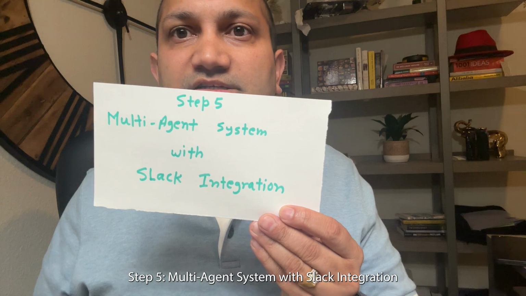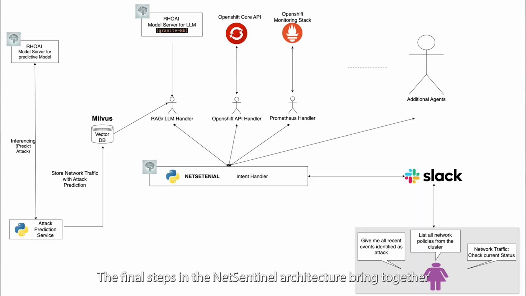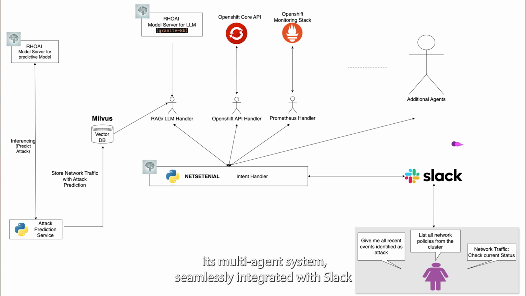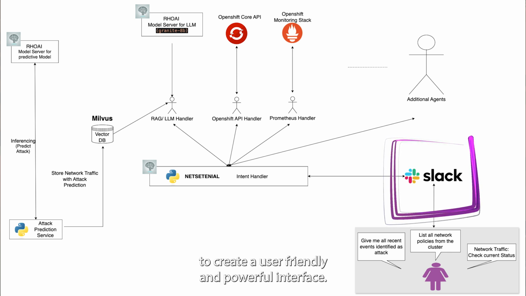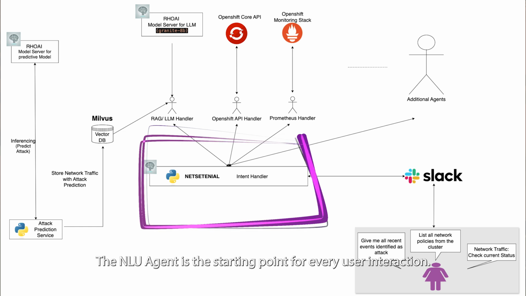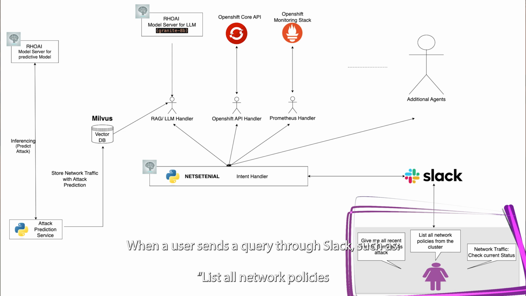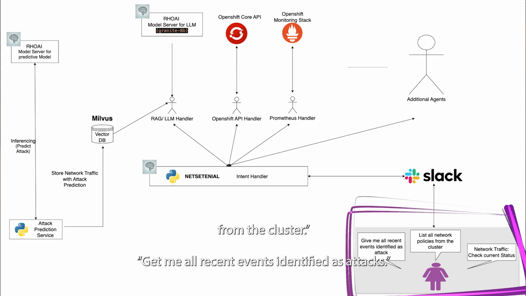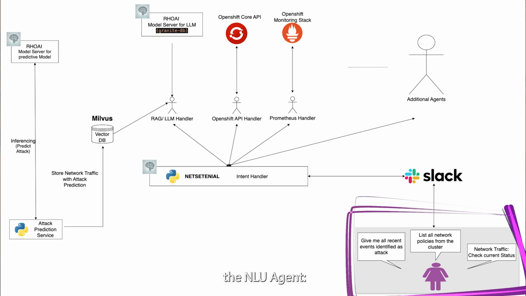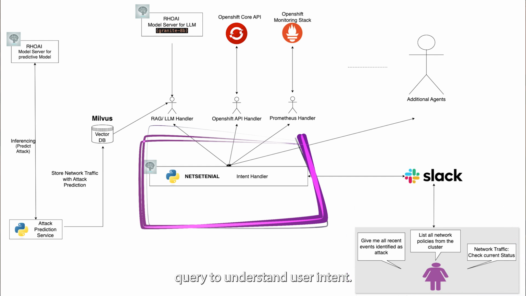Step 5, multi-agent system with Slack integration. The final step in the NetSentinel architecture brings together its multi-agent system, seamlessly integrated with Slack to create a user-friendly and powerful interface. Slack serves as the primary interface for all user interaction. The entity agent is the starting point for every user interaction. When a user sends a query through Slack, such as list all network policies from the cluster, or get me all recent events identified as attack, the entity agent interprets the query to understand user intent.